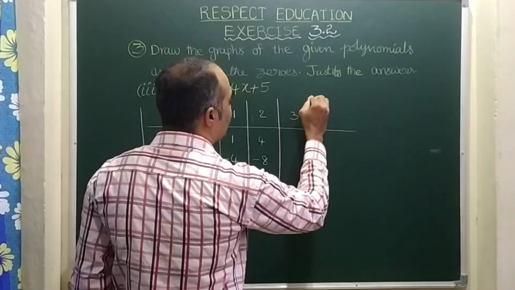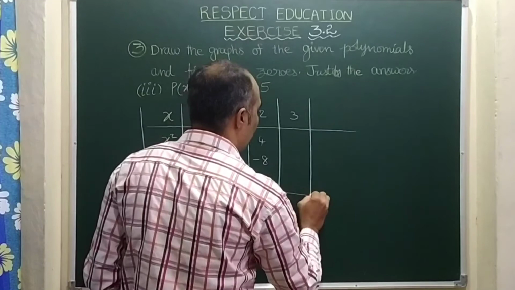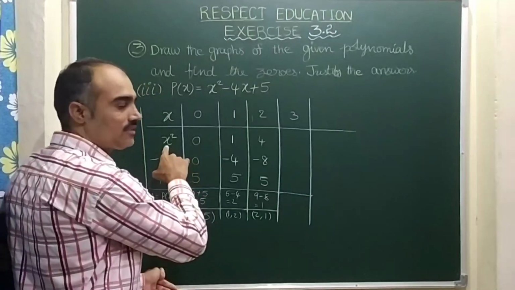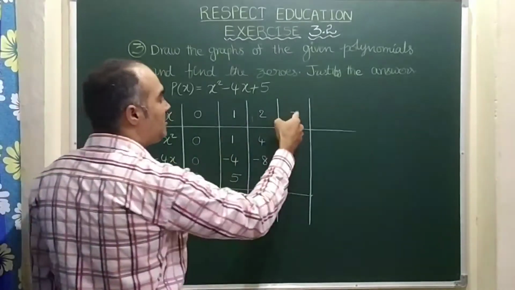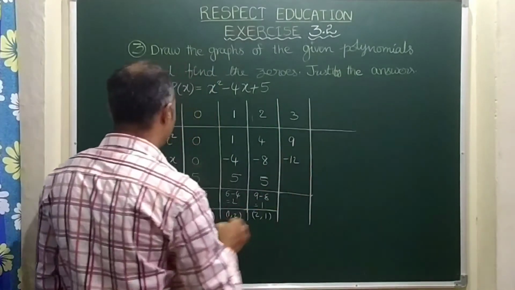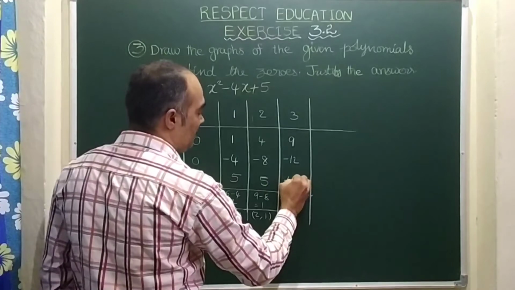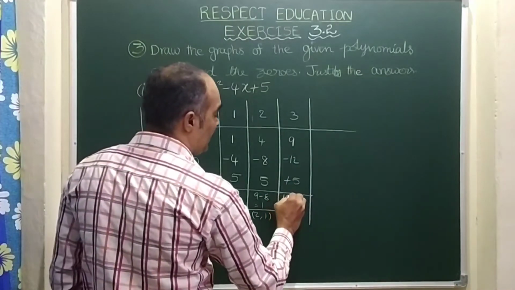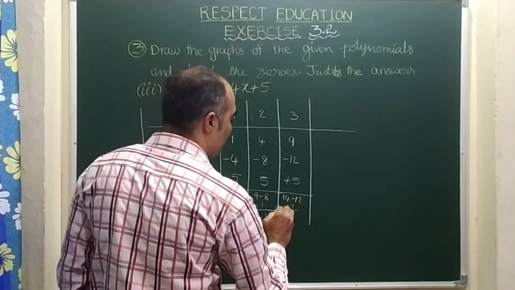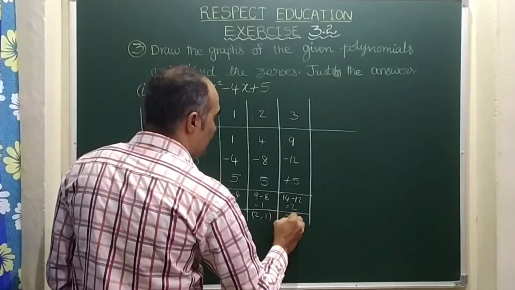Now let us take 3. X square means 3 square. 3 square is 9. Minus 4x, minus 4 into 3 is minus 12. Plus 5 as it is. 9 plus 5 is 14. 14 minus 12 is 2. So here 3 comma 2.